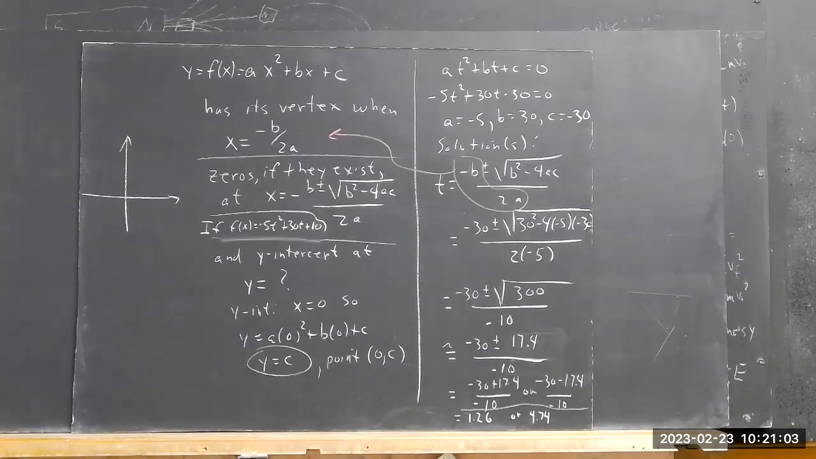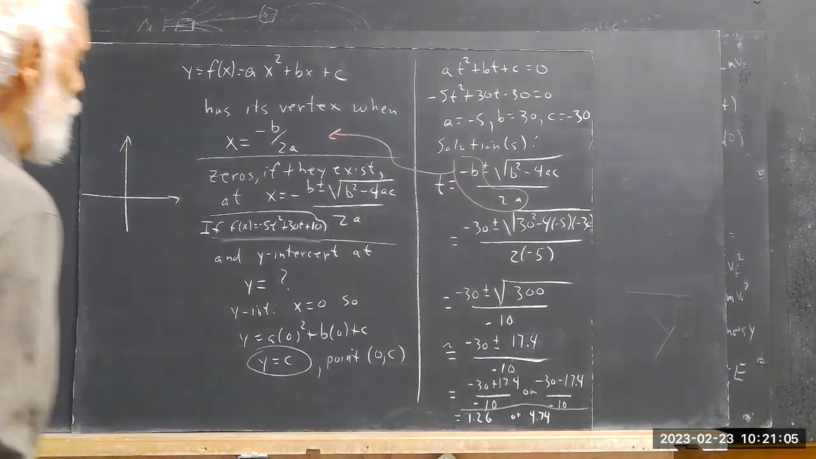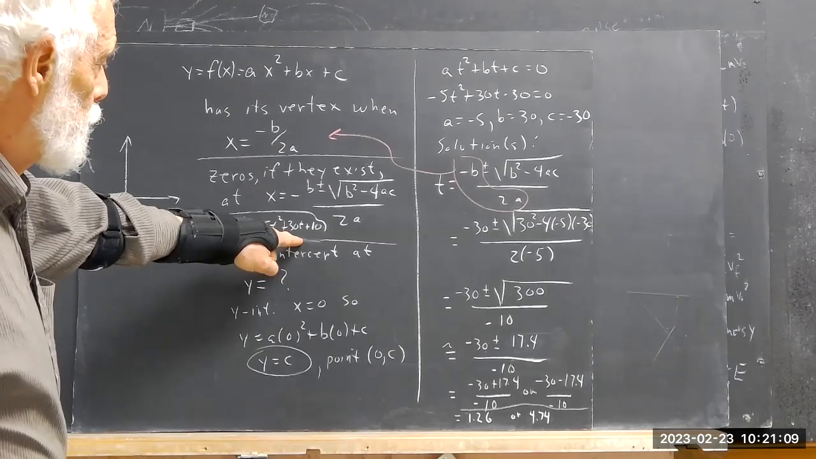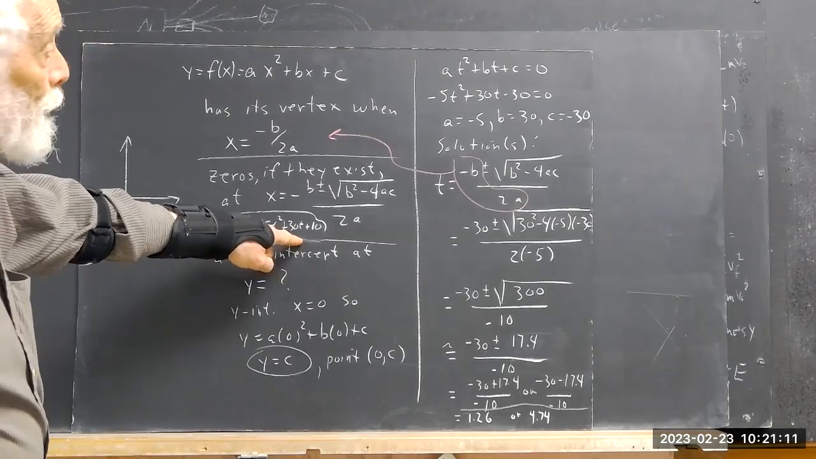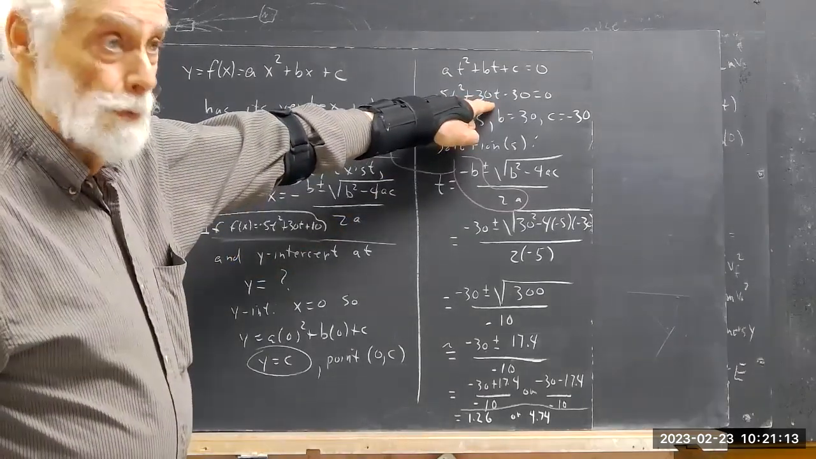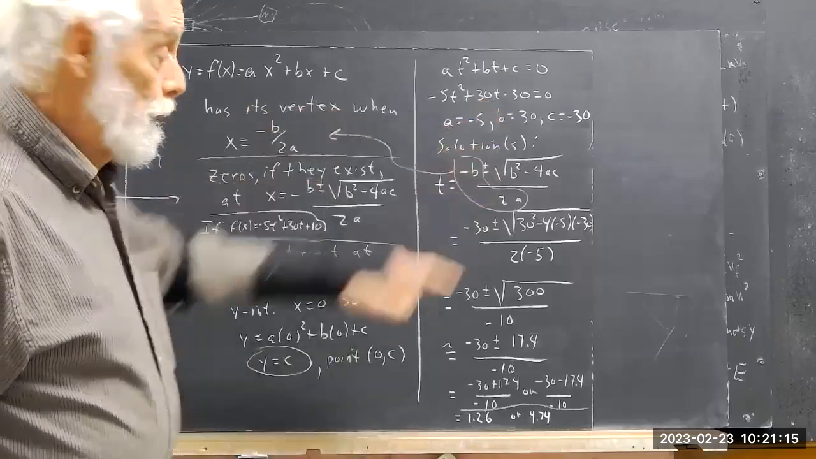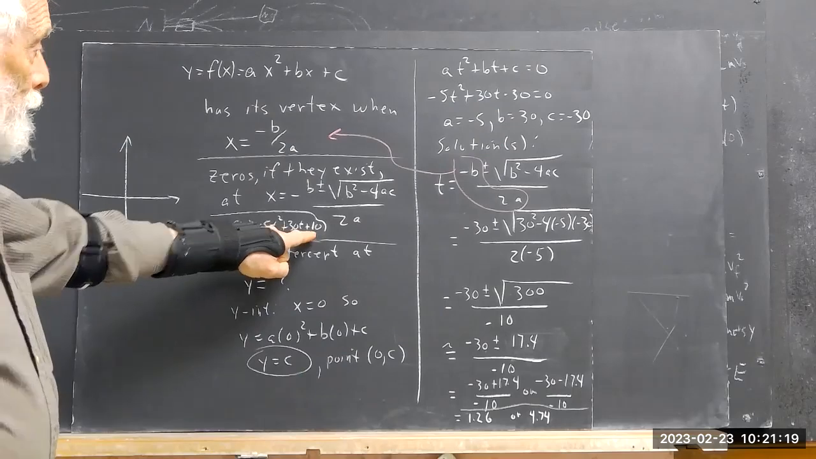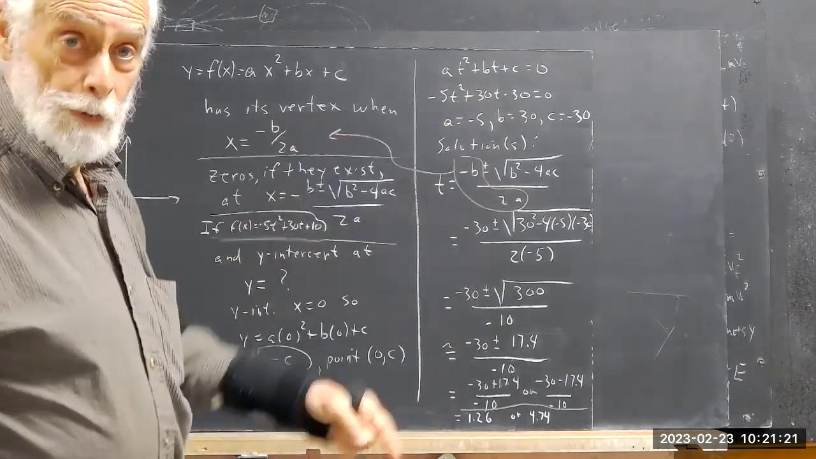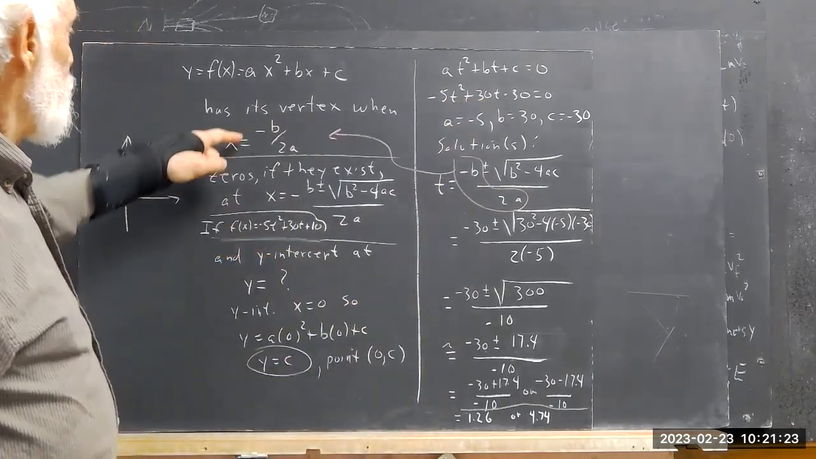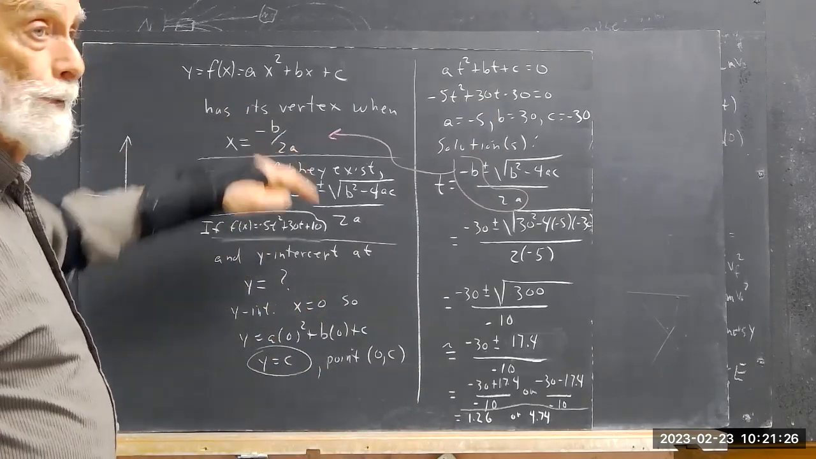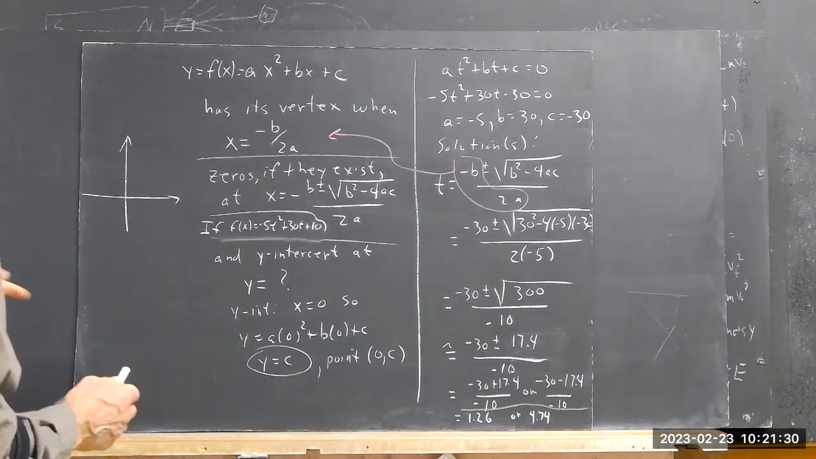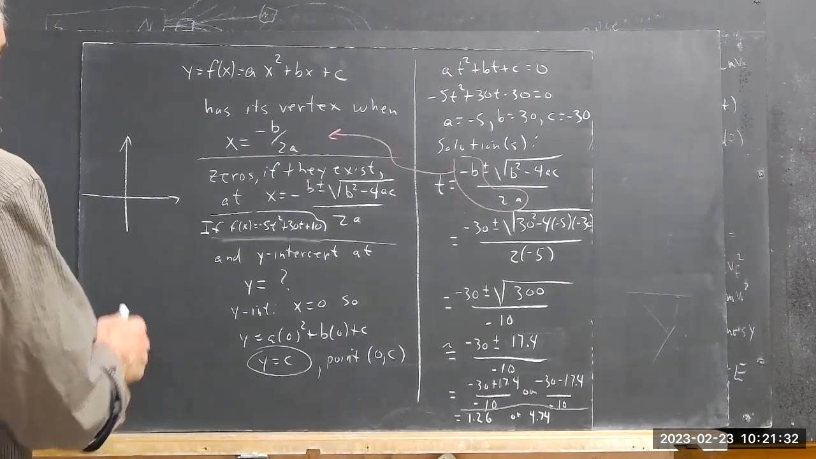All right, here's your graph for this function. I wasn't clear which function we were using. Some people used this function, and that was fine, and did that right. But it's easy to modify it for this function because the only thing that changes, you still have the same b, it's 30, so you still get x equals negative 30 over 2 times negative 5, which is 3. But your y-intercept is going to go up to 10.